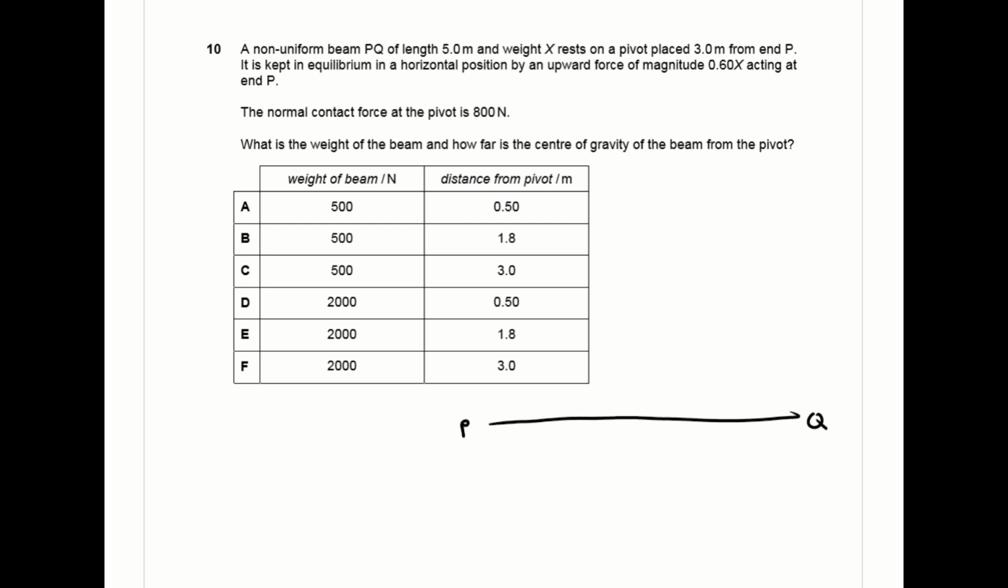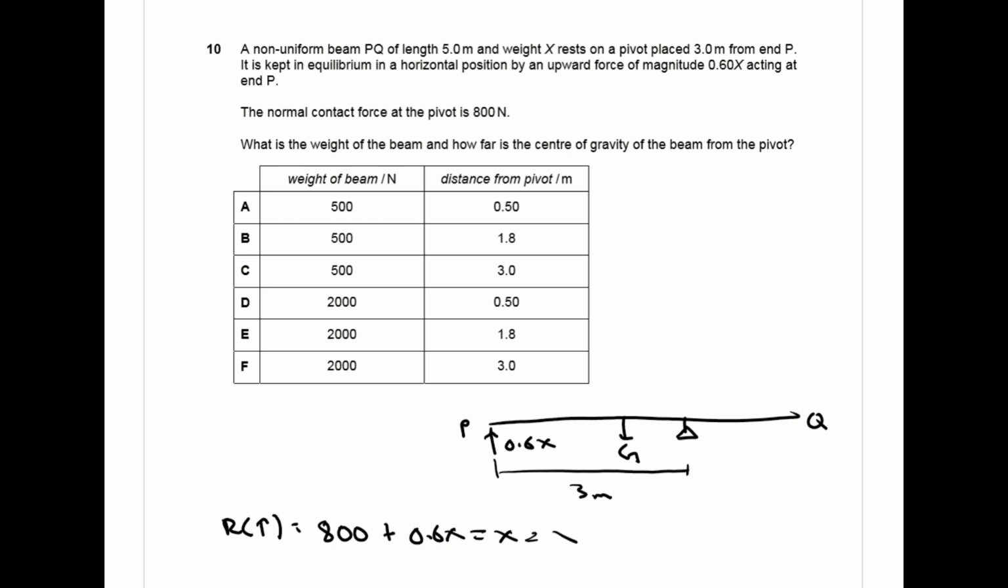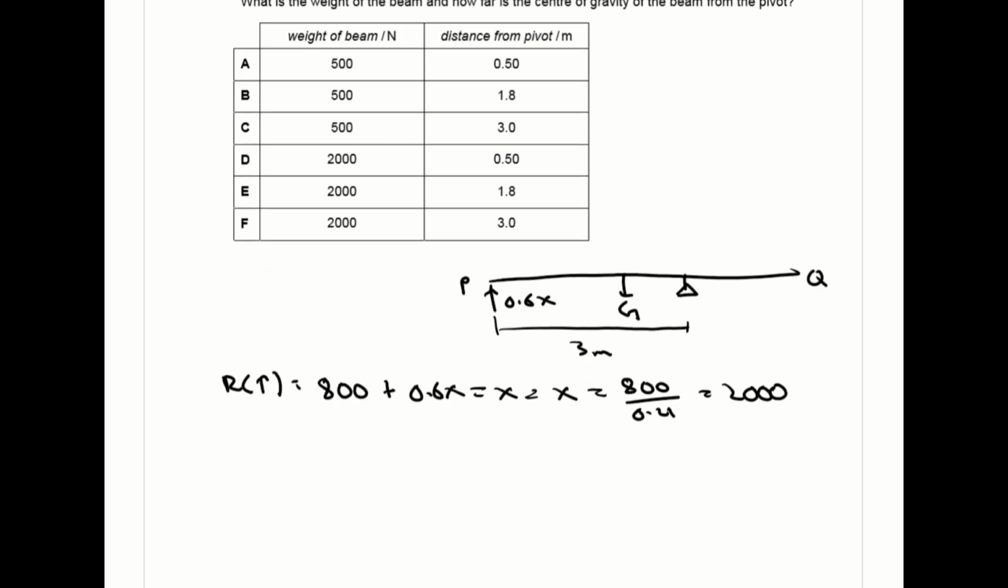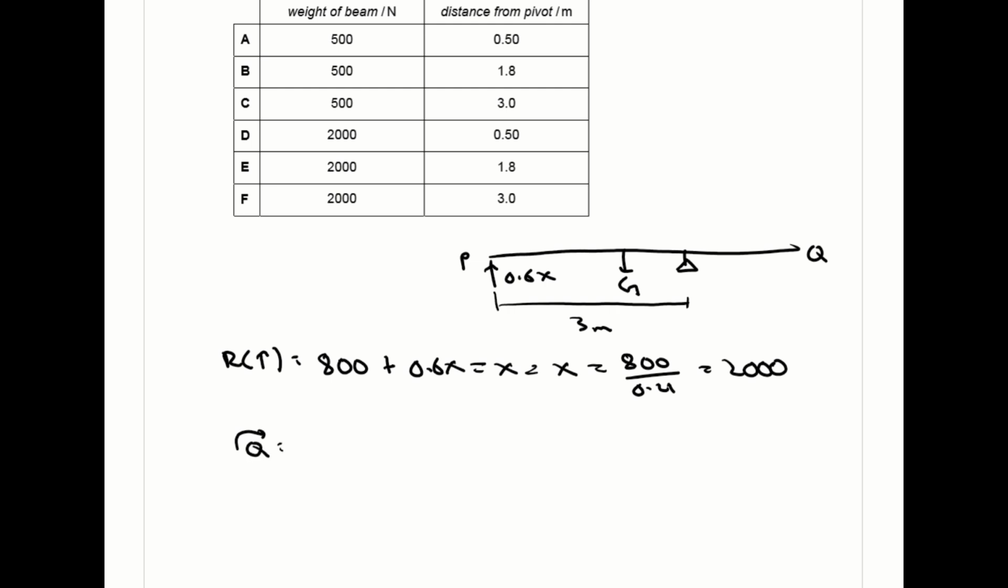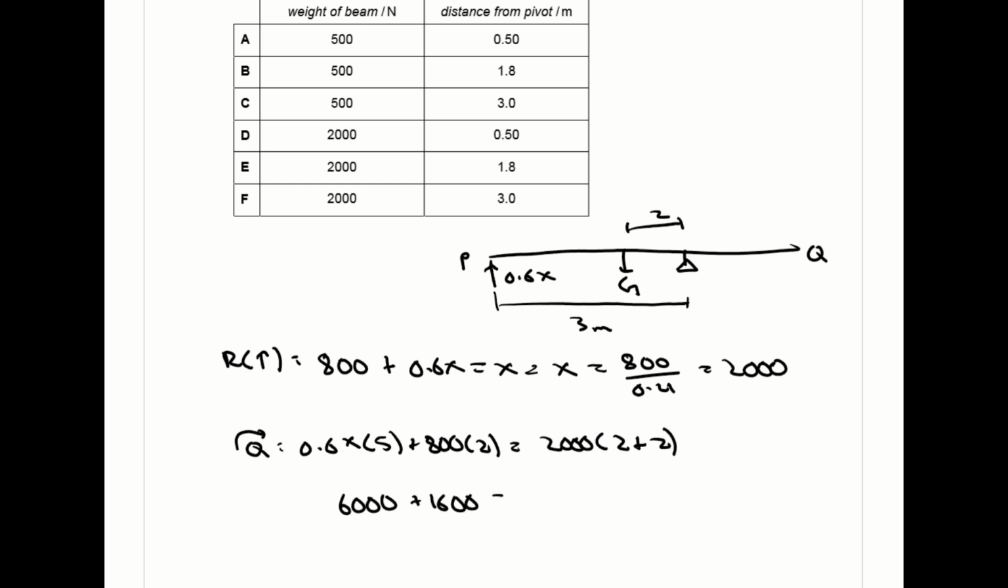So question 10 is a moments question, and you can first work out the weight of the beam by resolving forces vertically upwards. You know that the contact force at the pivot is 800 and the reaction at P is 0.6x. So 800 plus 0.6x is equal to the weight of the beam x. And you can rearrange this to obtain x as 2000 newtons. You then want to work out the distance of the center of gravity of the beam from the pivot, and you can take moments about the end Q, calling the unknown distance between the pivot and the center of mass of the beam G as z, to obtain z as 1.8 meters.